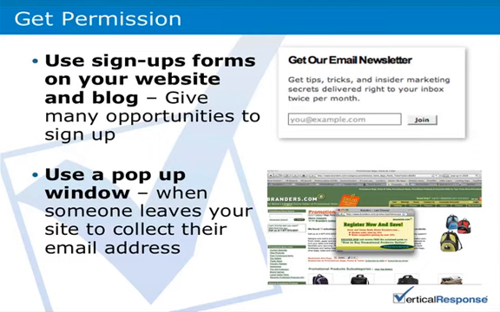The example that you can see here also has the expectations that I was telling you that you want to set. This one says, get tips, tricks, and insider marketing secrets delivered right to your inbox twice a month. So that's already setting the expectations for this particular newsletter. This is what you're going to get out of it, and this is how often it's going to be mailed to you.